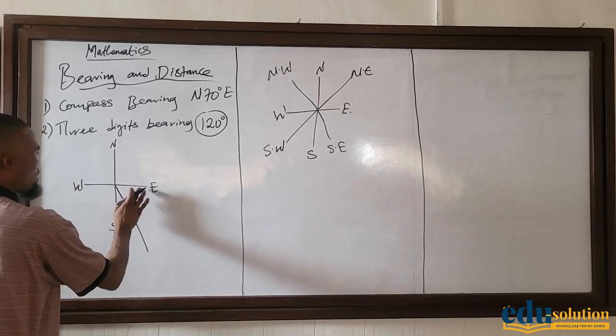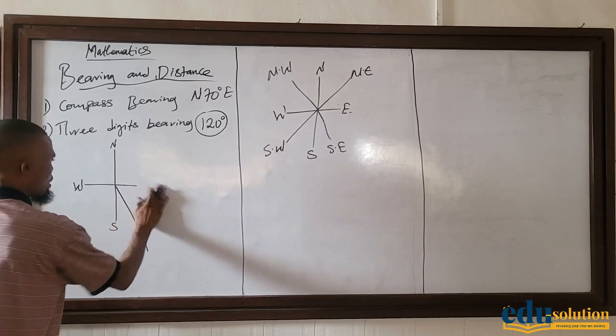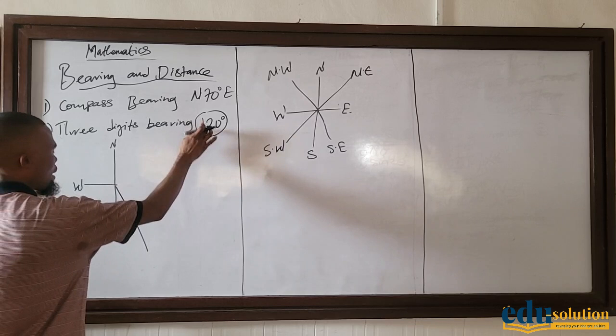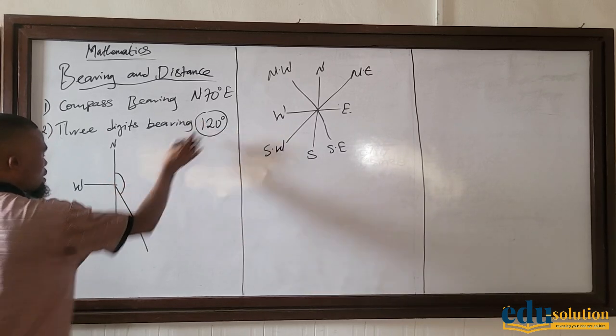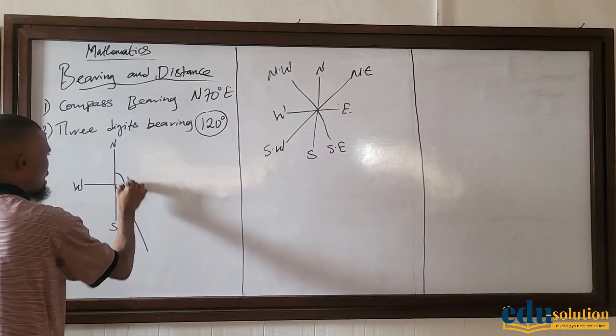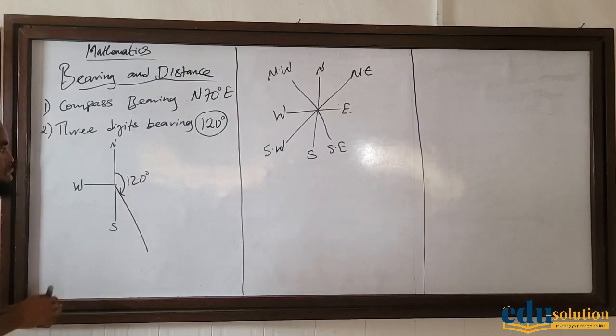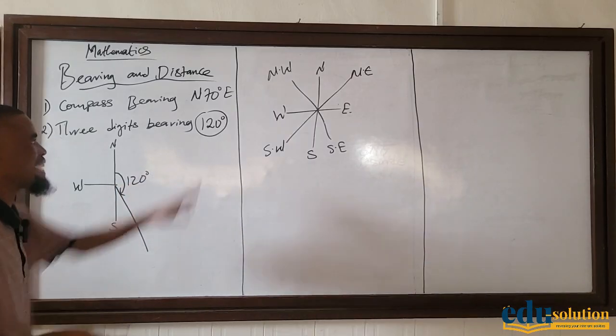So that means what we are considering now is this. This bearing now is from this north. Don't forget it must start from the north because it's a three-digit bearing. So that means here is 120 degrees. So we have just represented it in a diagram.